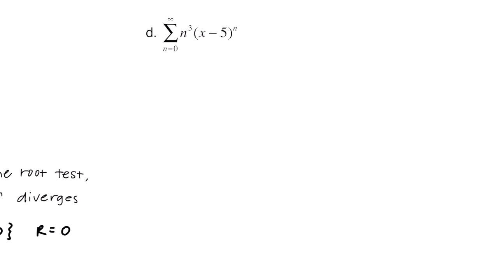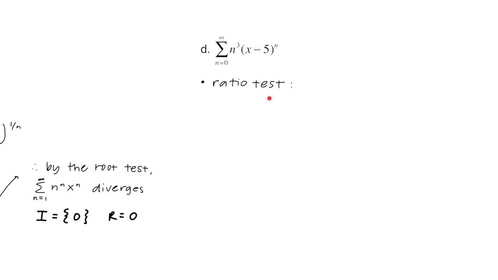For part D, we have the sum from n equals 0 to infinity of n cubed times the quantity (x minus 5) to the n. So we're going to set up the ratio test.